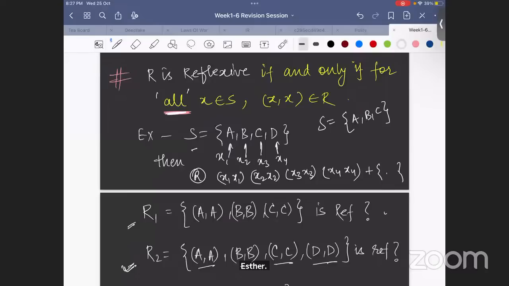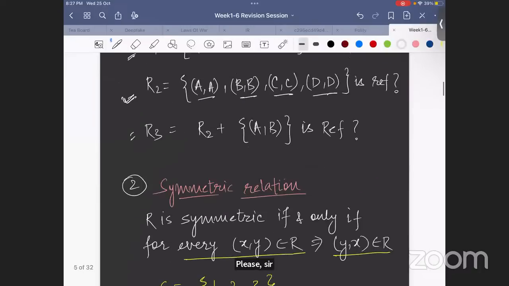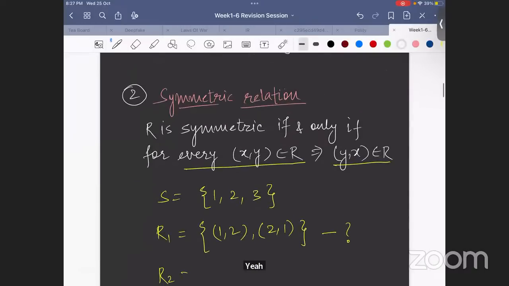Is it clear to everyone, or should I explain it again? It's clear, right? Okay, let's come to the symmetric relation. This is the second one.